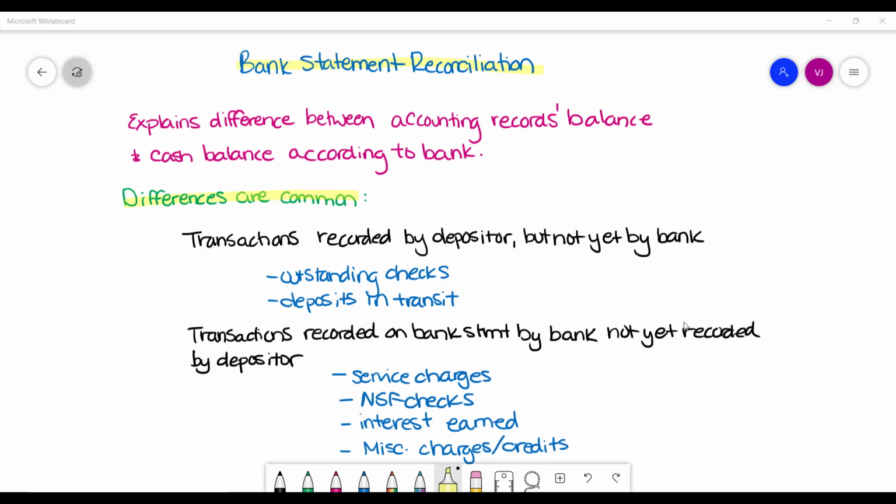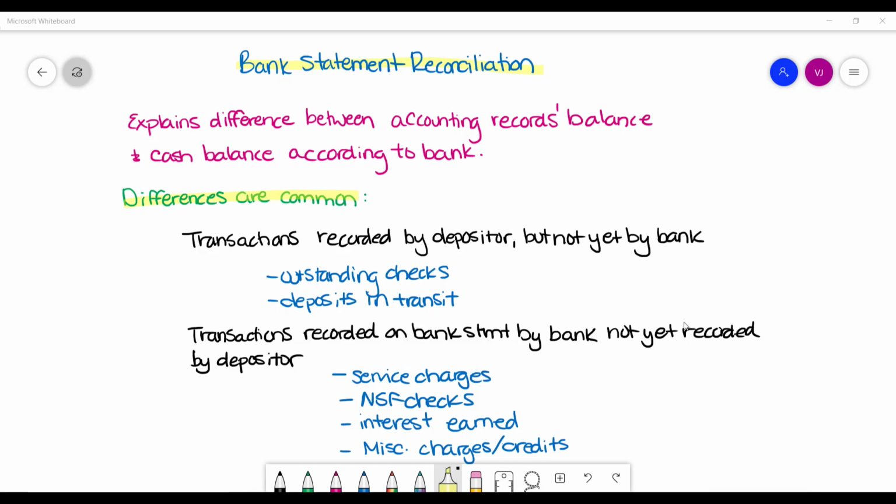So in this next video, we're going to look at how to prepare a bank statement reconciliation. So what is a bank statement reconciliation? It's basically a document that explains the difference between the accounting records balance of cash and the cash balance according to the bank as we see on the bank statement.